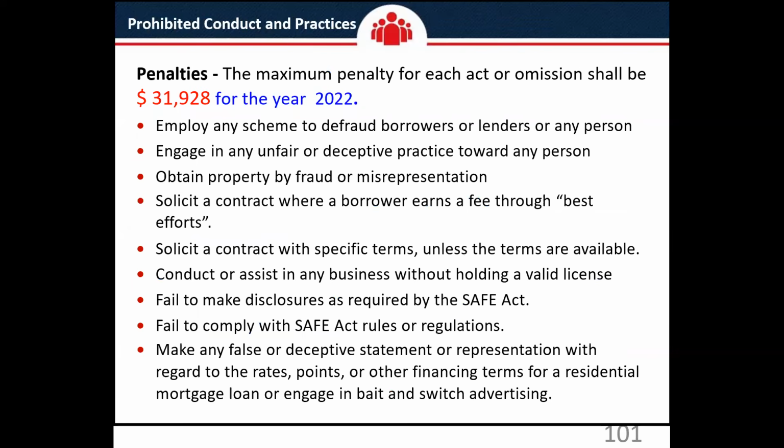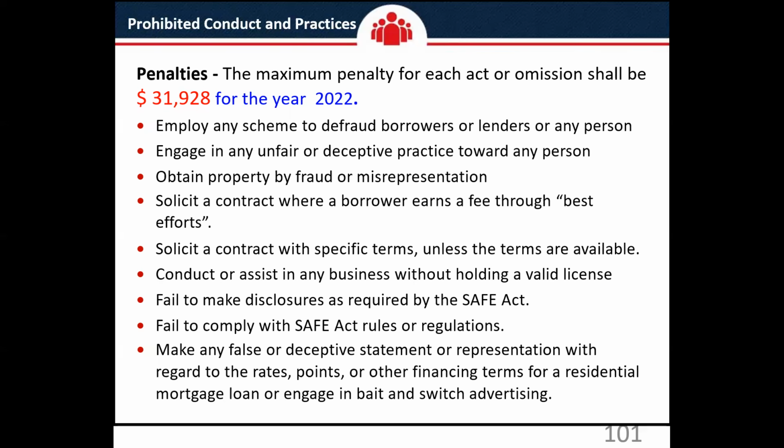For each penalty, for each act or omission that you may commit, the amount is now $31,928 for 2022. That's basically the first act of omission. They just keep compounding this. If it goes higher, you keep doing the same thing, or there's something still being filed against you. But as an MLO, it starts with $31,928.